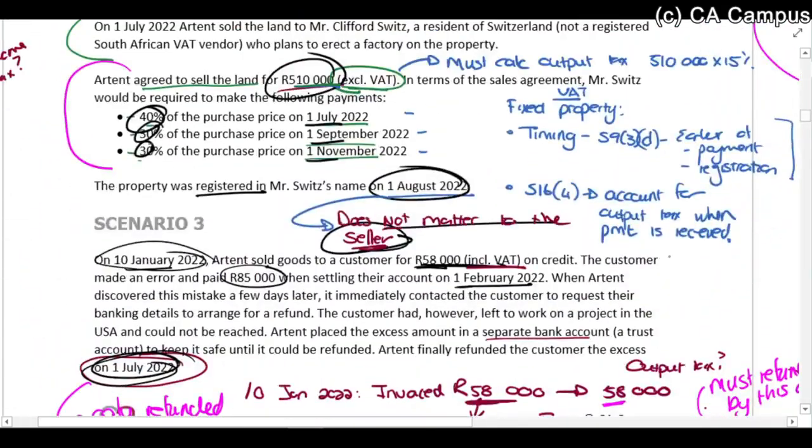Right, scenario number 3. Again, we sell it for 58,000, we receive 85,000 rands. So the question is, that excess amount, must it be included? Right, the refunding of the refund is not an issue unless the amount was gross income. And then you have to discuss if it will be a deduction. If the amount is not gross income, then it also can't be a deduction because it wasn't included in our gross income.